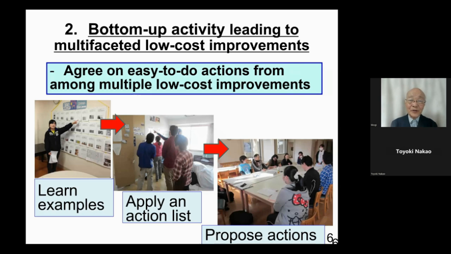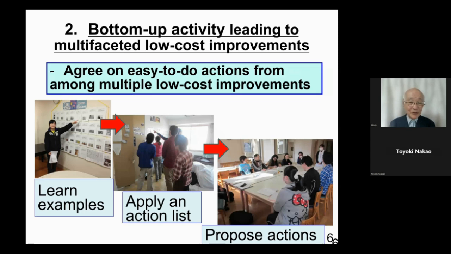Second is the bottom-up activity leading to multifaceted local improvements. The emphasis is placed on multiple local improvements. If we can agree on easy-to-do actions from among multiple local improvements, then the workplace improvements can proceed according to the local conditions.